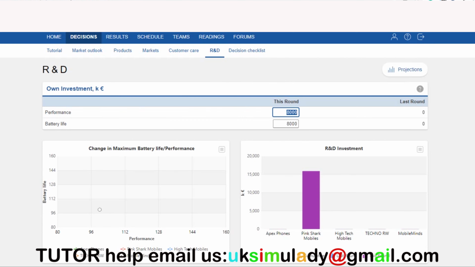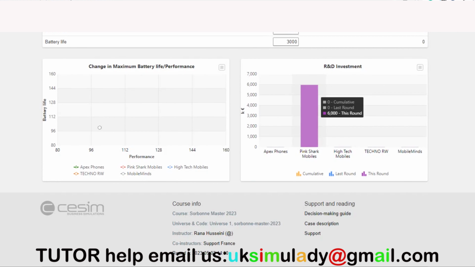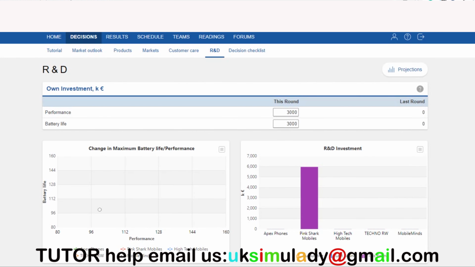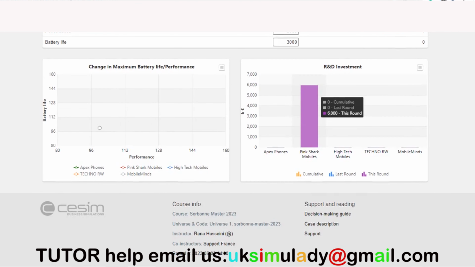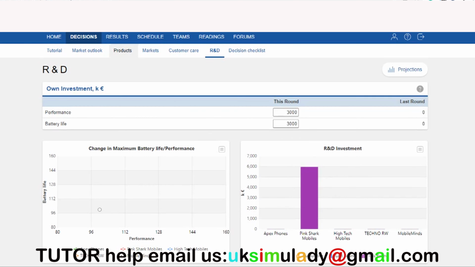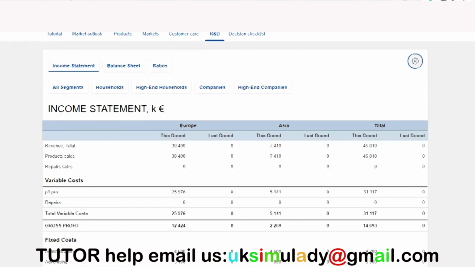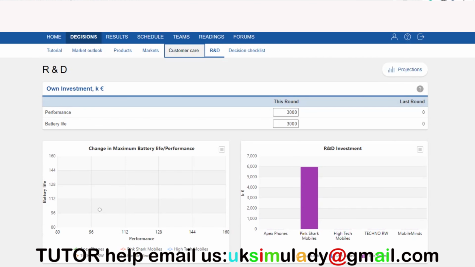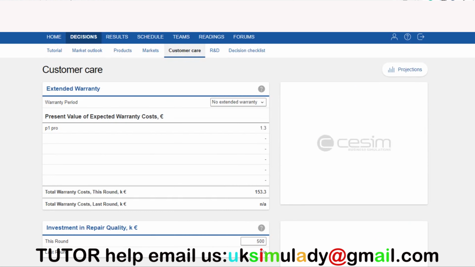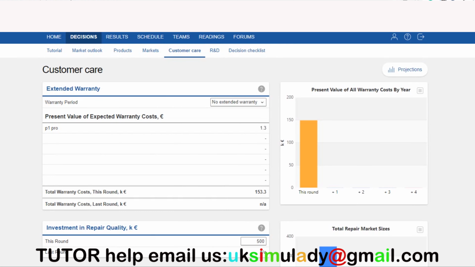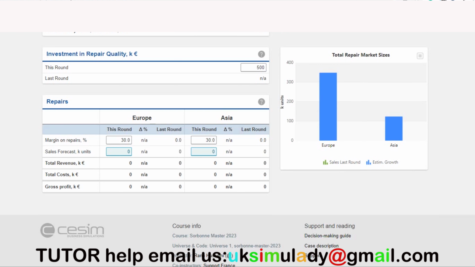In this case, we have the option to improve performance and battery life on our products through R&D. We spent $3,000 to improve both battery life and performance. Besides selling the phones, there is another way the business can make money. That is through repairs. In the real world, this is common. For instance, phones usually have a 1-year warranty where they can be repaired free of charge in a company-selected repair shop. However, after the warranty lapses, repairs must be paid for.